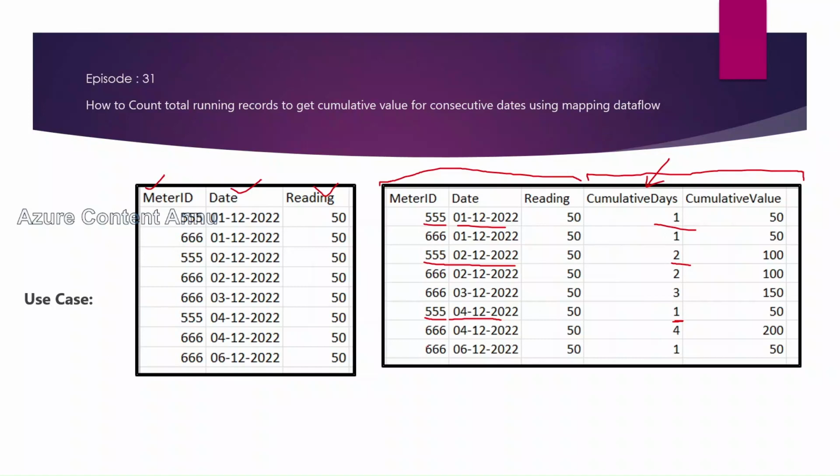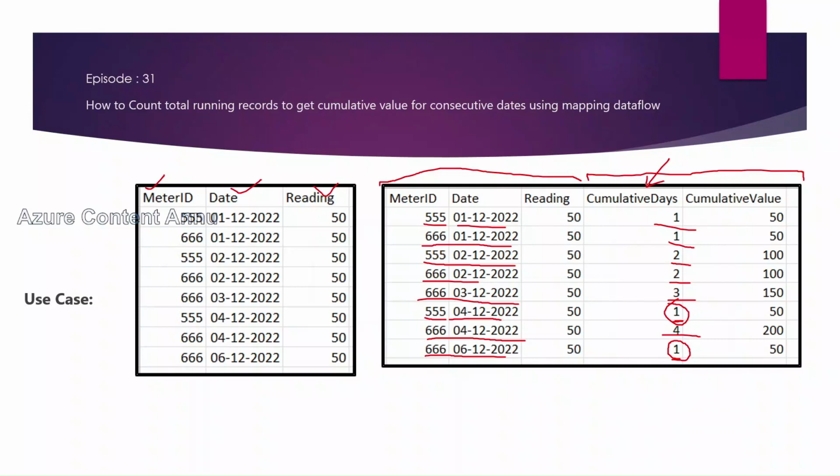Now we don't have 555 again. Coming to 666, you can see the cumulative day value is 1. Now 2nd of December, which is just the consecutive day after 1st of December, so it is 2 here. Now coming to this one, it is 3rd of December, the next day after 2nd of December, so it's 3 here. And on 4th of December, meter ID 666 will hold 4 as the consecutive day. And on 6th of December, since 5th is missing, it will restart as 1. So here and here the values will be 1, which means it is restarting the loop for this particular meter ID.